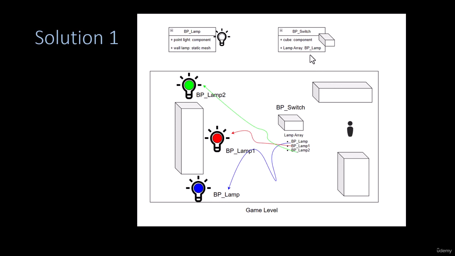For the blueprint class BP switch, we are going to add a cube to this class so we can see it in the game level. And then we will create a variable which is an array to hold a list of actors. And for the BP lamp, we will add a point light component and a wall lamp static mesh. Alright, let's get to it.